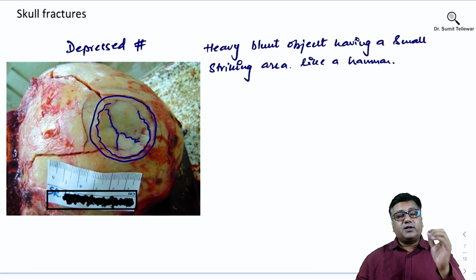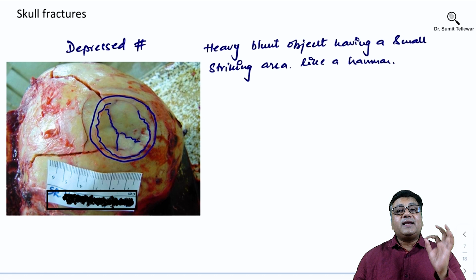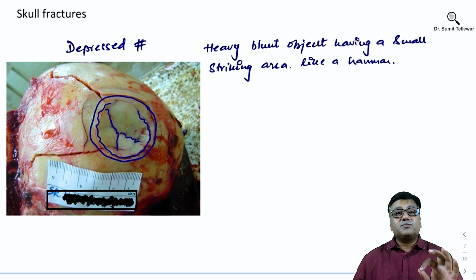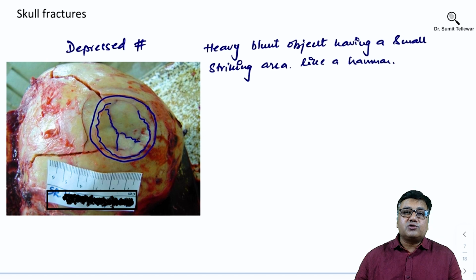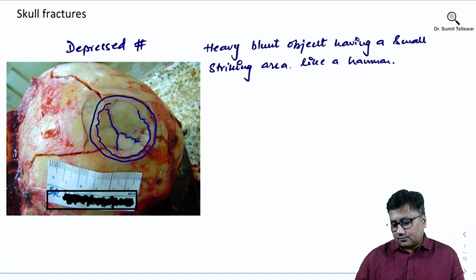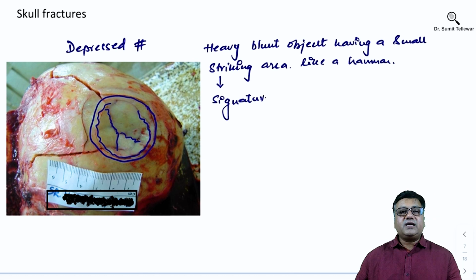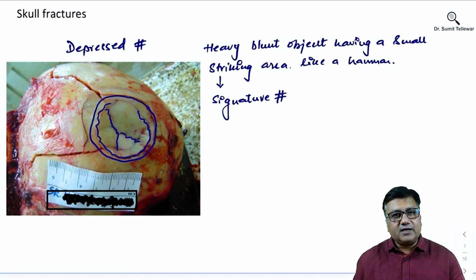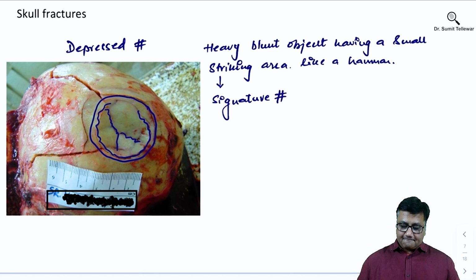So what is the medico-legal importance of depressed fracture? We can identify the weapon of offense because the fracture takes the shape of the hitting portion of the weapon, and so these fractures are also called signature fractures, right?